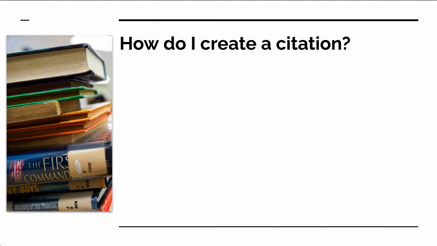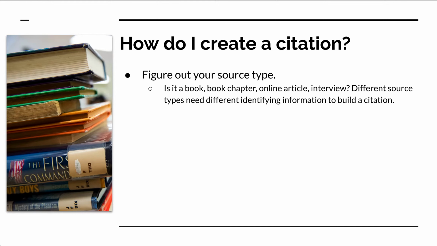Now, how do you go about creating those full citations for your references list? Your first step is to figure out your source type. Are you citing a book chapter, an online interview, a scholarly article? The reason you'll need to identify your source type is because different source types need different identifying information in order to build a full citation.